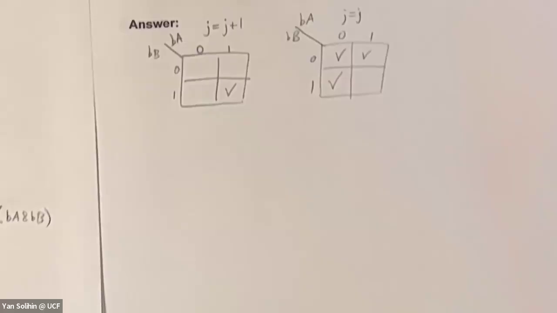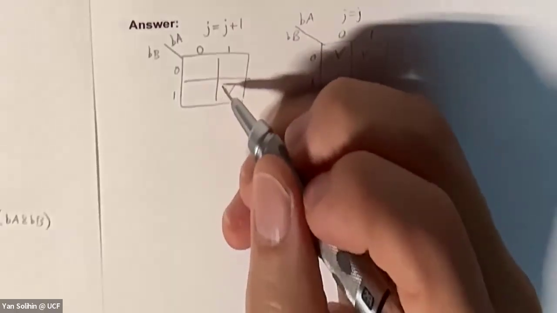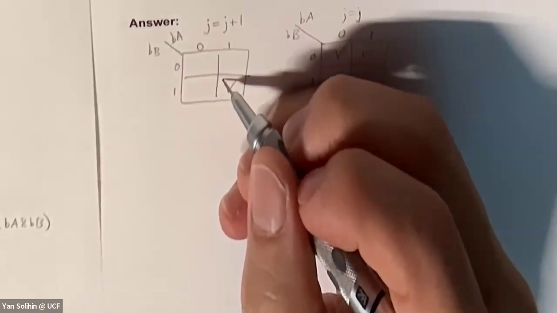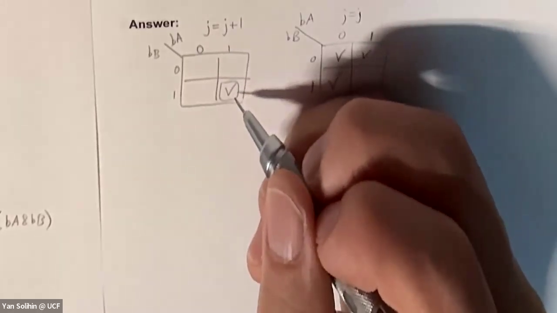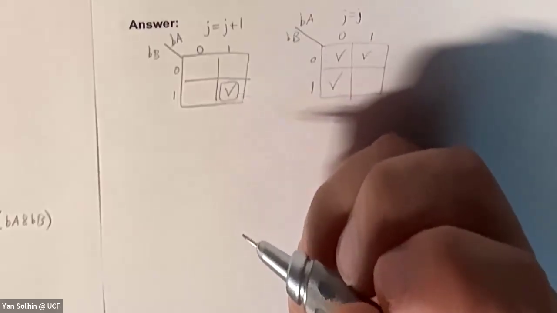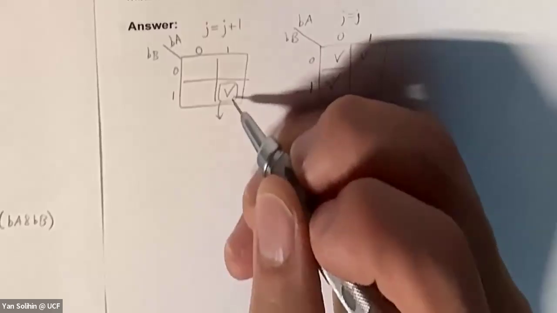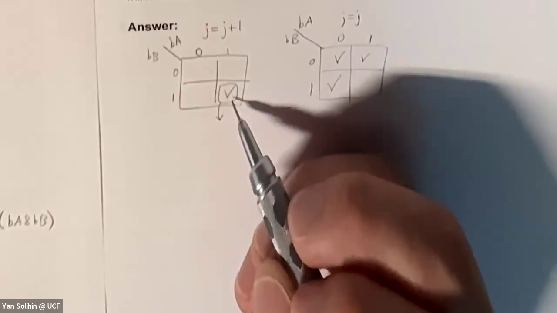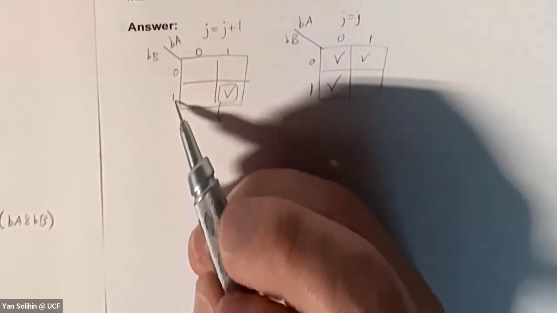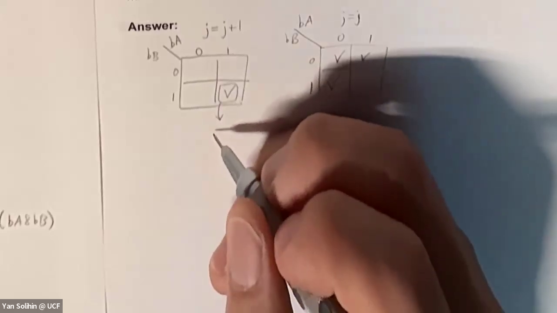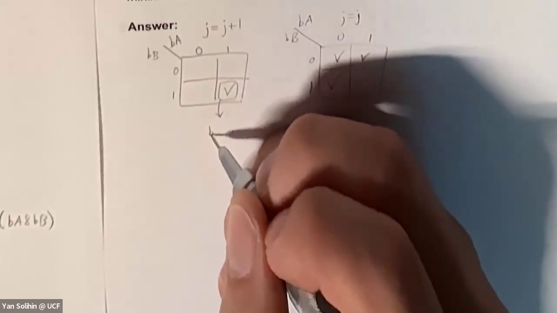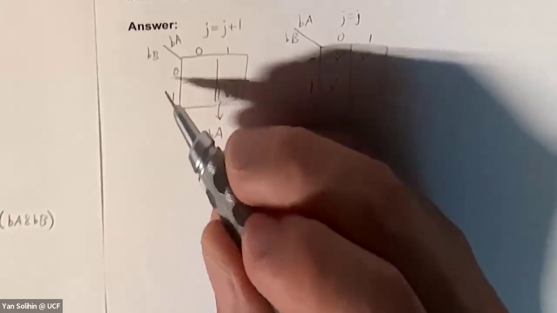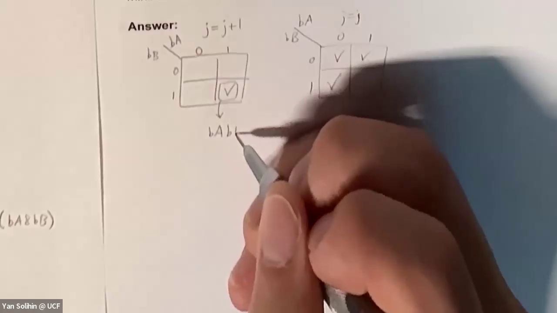In order to find this case right here, just like in kernel map minimization, you find a rectangle that encloses the cell that we need to cover. And then what corresponds to this rectangle? You just basically treat this like a coordinate. So it's just 1 and 1, right? That means for BA 1, that will be BA. And because BB is 1, then it will be BB.